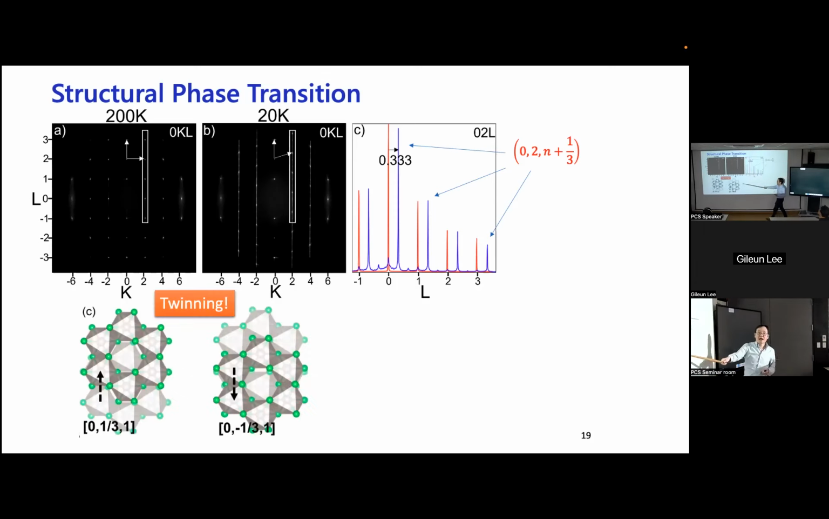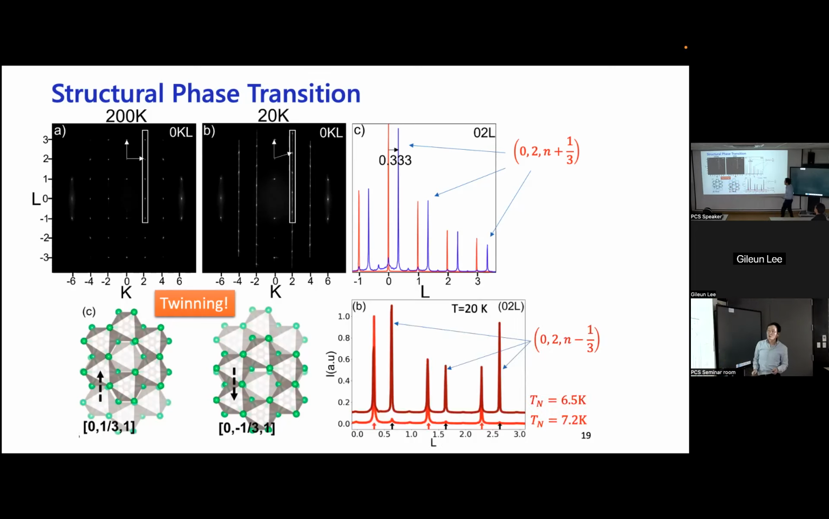So if you actually have twinning happening in both directions, then the Bragg peak will go this way or that way. That basically means that you will see these two peaks, the 1/3 as well as the 2/3 peaks. And that is basically the signature of twinning.